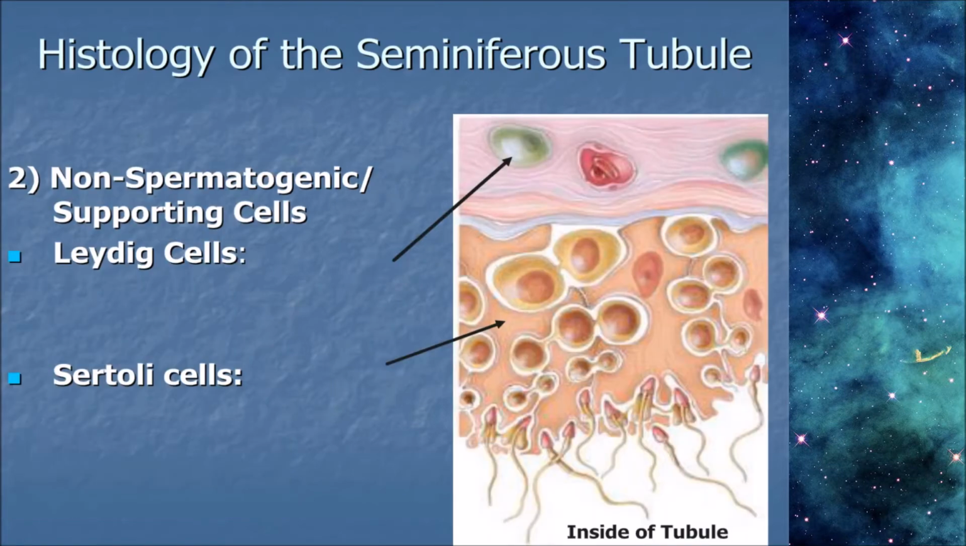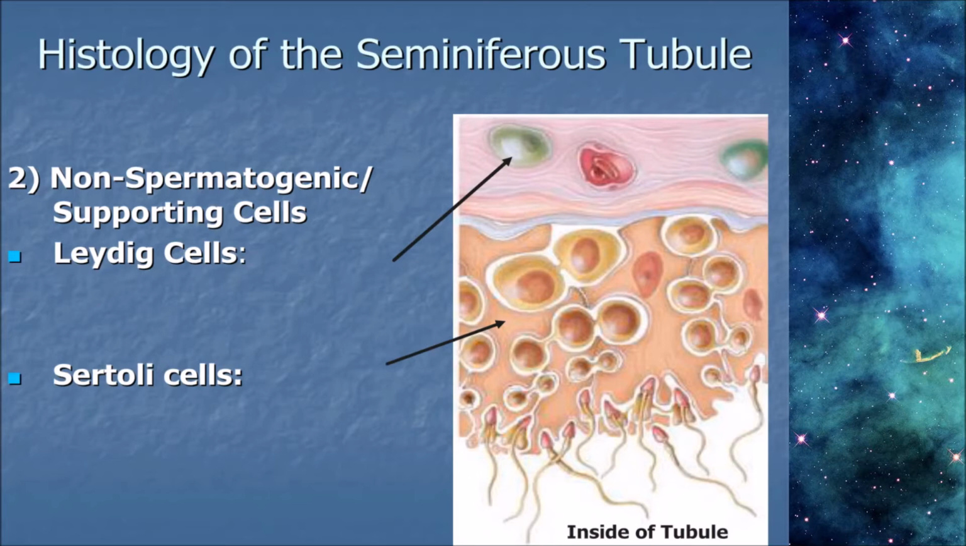Now, in addition to the spermatogenic cells that are in the seminiferous tubules, we have two other cells that are very important for spermatogenesis. The first of these is something called the interstitial cell or Leydig cell, and the Leydig cell is actually located outside the seminiferous tubule, and that's why we call it an interstitial cell. The function of the Leydig cell is to produce testosterone, and testosterone is necessary for spermatogenesis. It's also necessary for the production of male secondary sexual characteristics, which we'll talk about in a few slides.